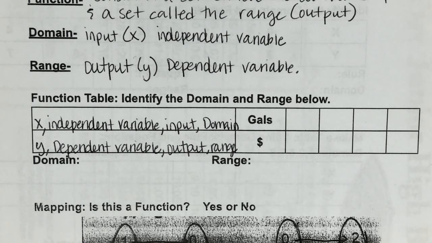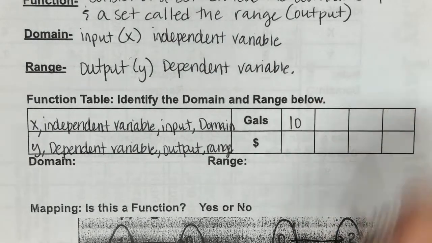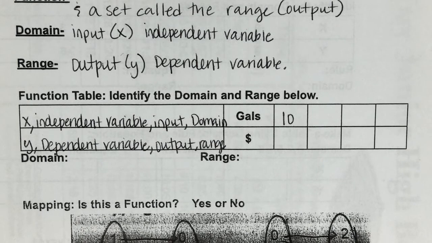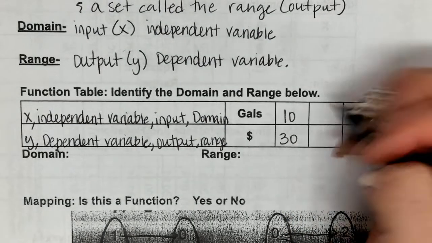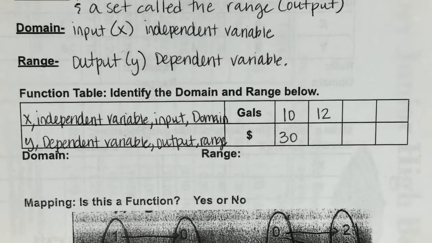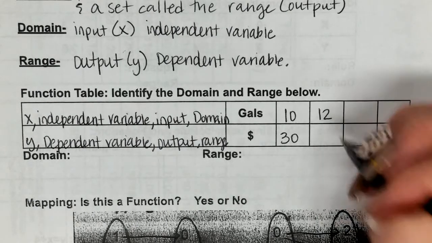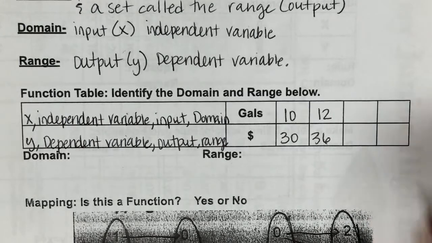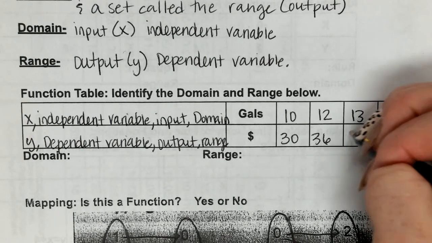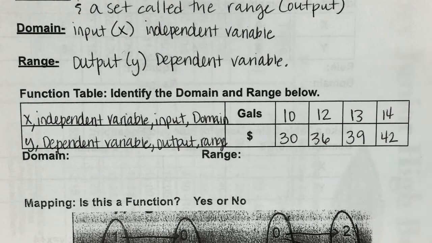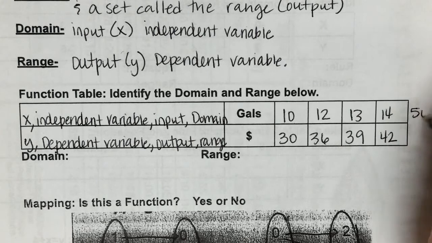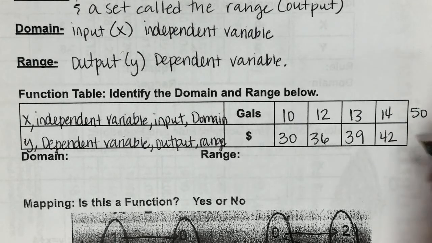Okay, so let's say I got 10 gallons of gas, and let's say gas costs $3 a gallon. So how much am I spending? $30. Okay, let's say I got 12 gallons of gas. How much am I spending at $3 a gallon? 36. Okay, let's say I got 13 gallons, 39, 14 gallons, 42, and let's say 50. I got 50 gallons. That's $150.